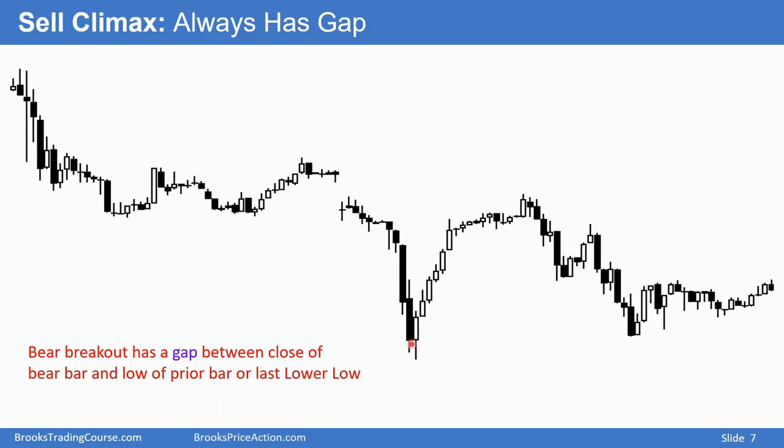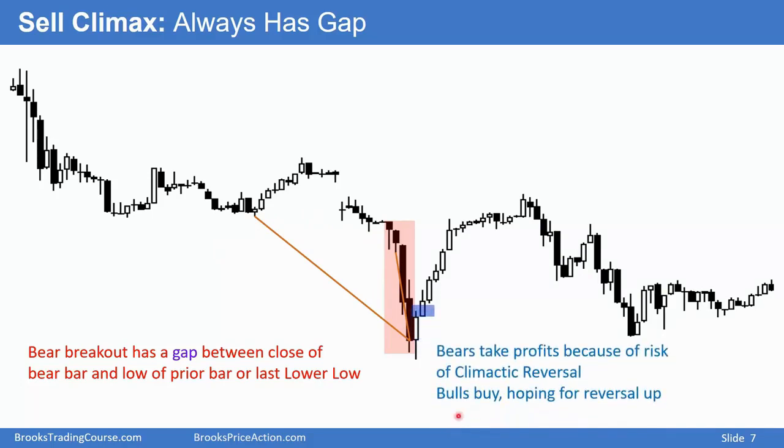Strong bear breakout, a gap between this close and this low, this close and these lows. Another bear bar, so now the gap is this close and that low, this close and the trading range low. Possible gap, this close and that low, this close and the low before the start of the sell climax. It's a big gift. The bears were not expecting a big breakout this late in a bear trend.